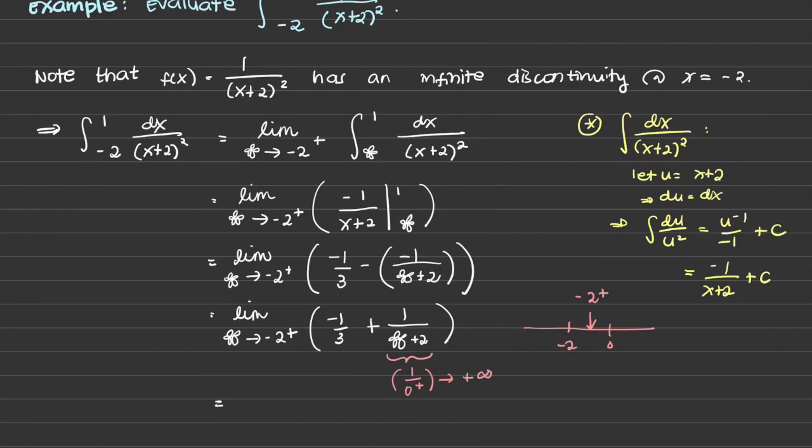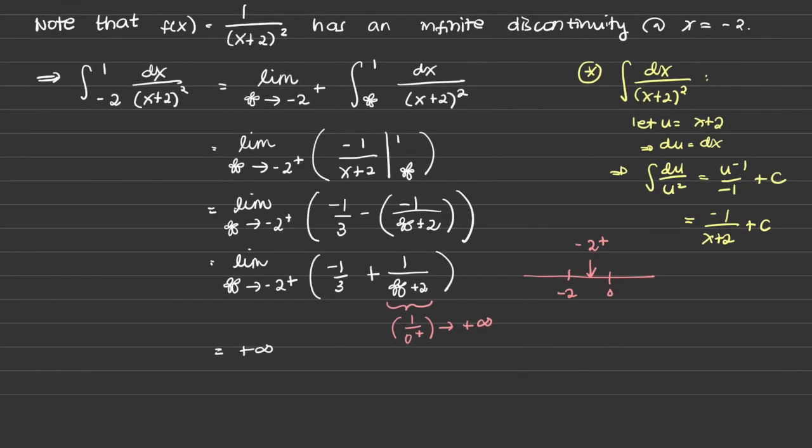And yung constant na negative 1/3, hindi niya masyadong maapektuhan. So you have, this whole thing goes to positive infinity. So since the limit does not exist, we have that the integral from negative 2 to 1 ng 1 over x plus 2 squared dx is divergent.